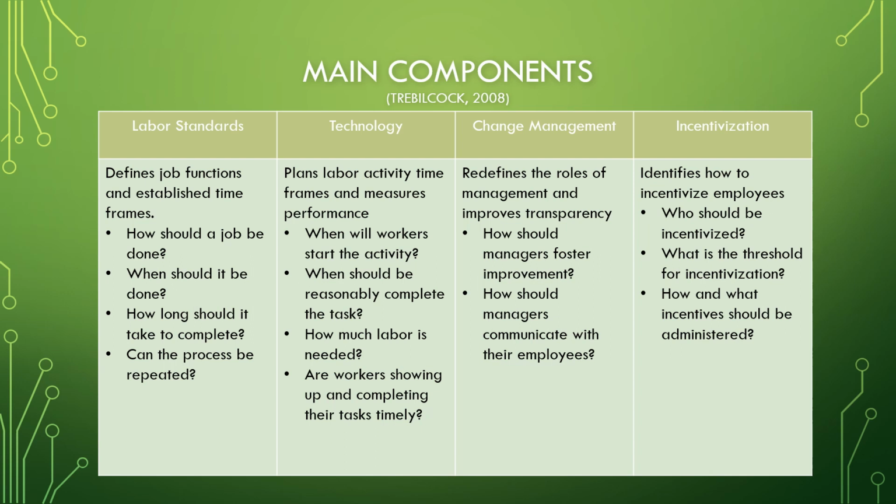So let's look at some of the main components for LMS. LMS has four main components. They are labor standards, technology, change management, and incentives. In labor standards, LMS works to establish, enforce, and maintain standards. This usually entails defining individual job functions and processes within it. Similarly, LMS establishes a standardized time frame for how long an activity is expected to last. A common way to identify standards is through time studies, where management or a third party times how long a worker takes to perform a particular activity.